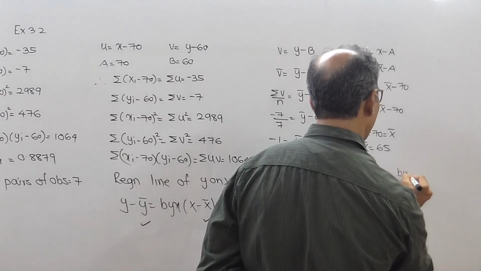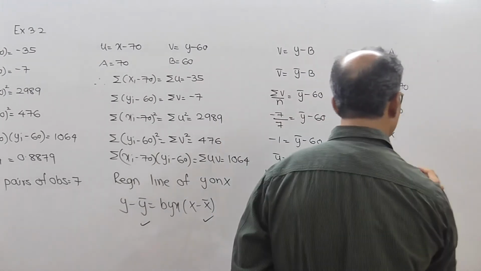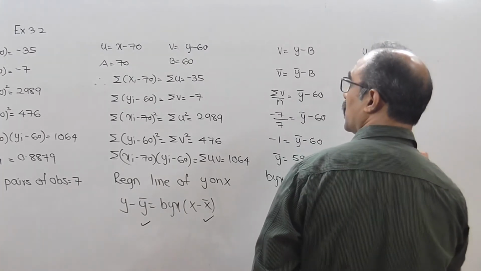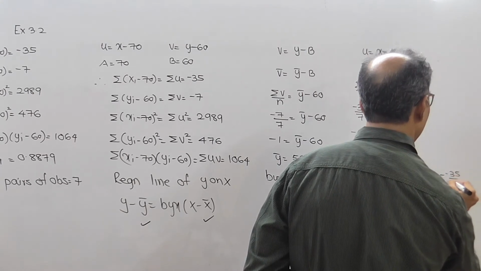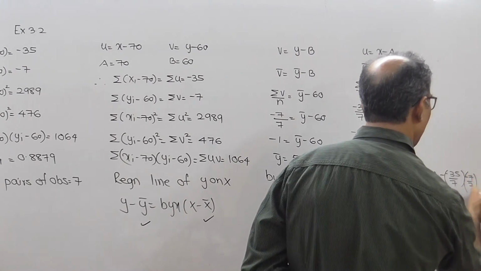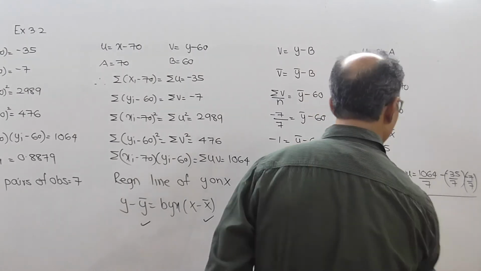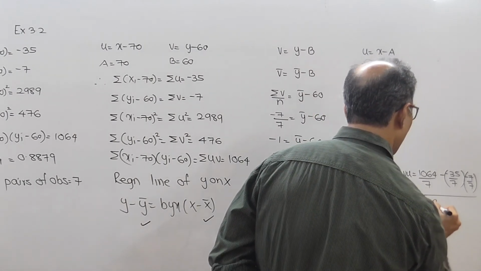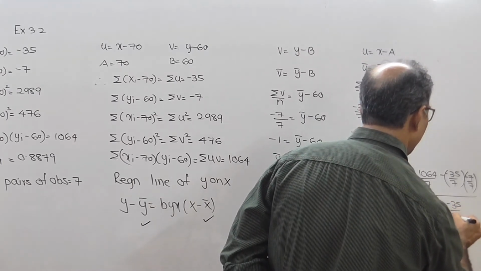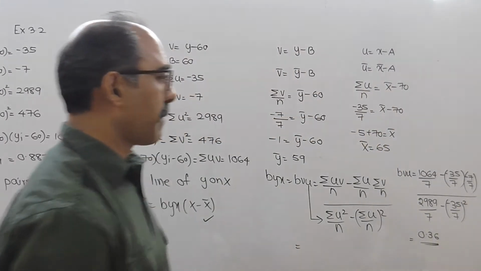So b_vu equal to sigma uv, 1064 upon 7, minus sigma u, I think that is minus 35 upon 7, sigma v minus 7 upon 7, the whole upon sigma u square. Sigma u square is 2989 upon 7 minus sigma u upon n the whole square, minus 35 upon 7 the whole square, 0.36.